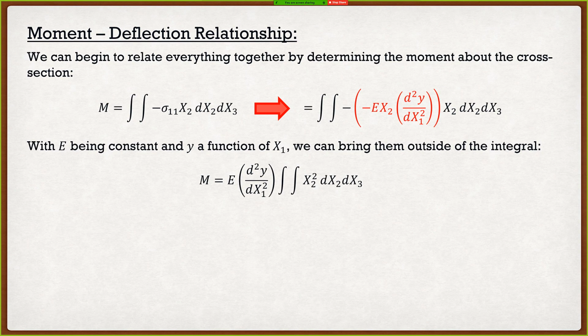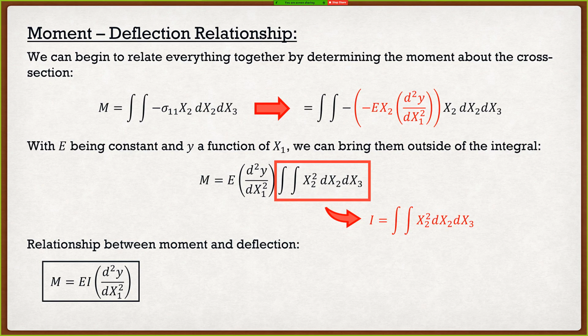All right. Now, for those of you geniuses out there saying, oh, hold on one second, I know what that double integral is equal to. That's simply the moment of inertia of the beam, and you are exactly correct. Therefore, we can get the following relationship between moment and deflection, where our moment is equal to EI multiplied by the second derivative of deflection.